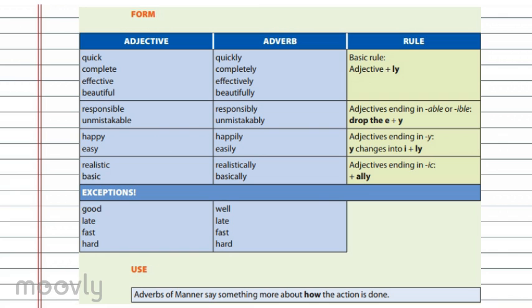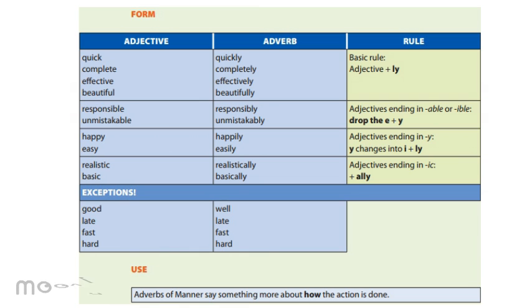And to end, English wouldn't be English if it wouldn't have its own exceptions, of course. So good becomes well, late stays late, fast is fast, and hard is hard. Please know that for late and hard you can also have lately and hardly, but they have a different meaning there.